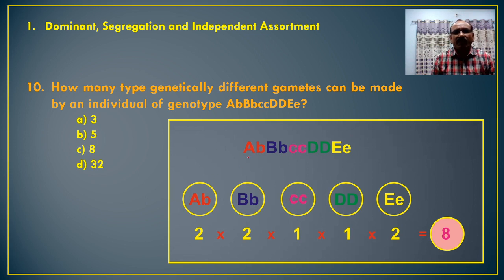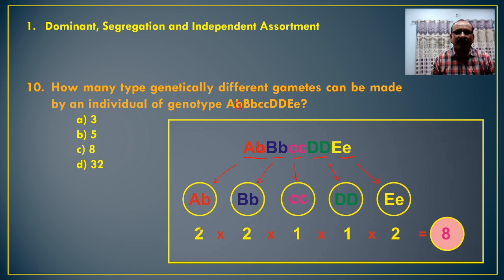First of all, we have made the pairs of this genotype. There are 5 pairs: the first one capital A small a, second capital B small b, then capital C small c, then capital D, and capital E, small e. So we have separated the individual genotypes or alleles.